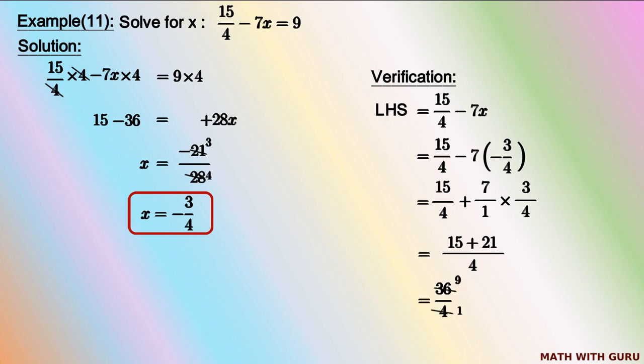36 over 4. 4 ones are 4, 4 nines are 36. This is equal to 9, which is the right hand side of the given equation.